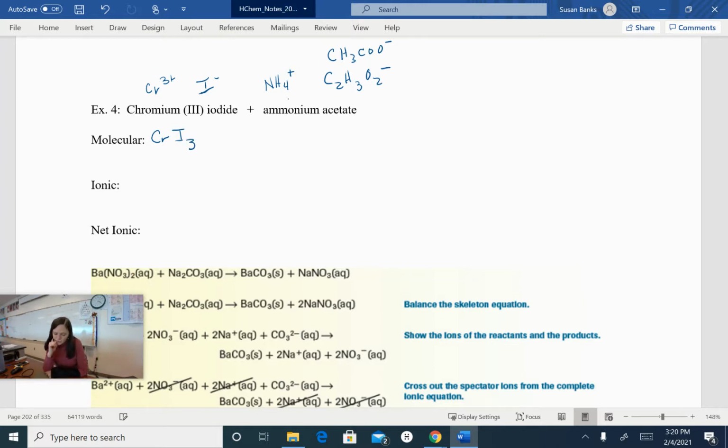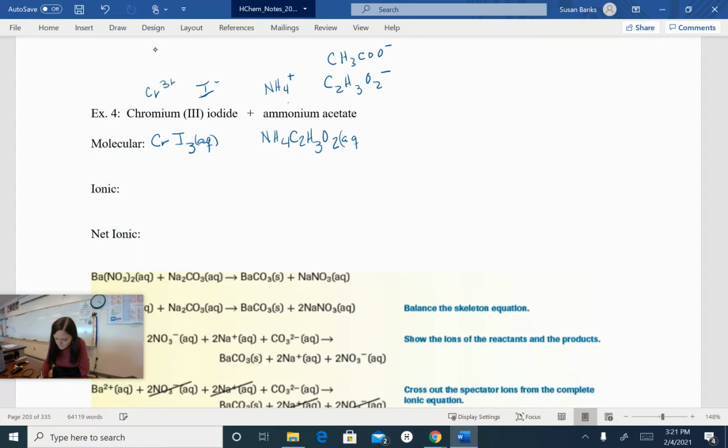Now, is that soluble or not? We don't have a chromium rule, but we do have a halogen rule. Iodides are soluble except for silver, mercury, or lead. Chromium's not any of those, so it is soluble. And then ammonium, positive 1 with a negative 1, we're going to need 1 of each C2H3O2. Now, all ammoniums and all acetates are soluble, no exceptions. So that is going to be aqueous.